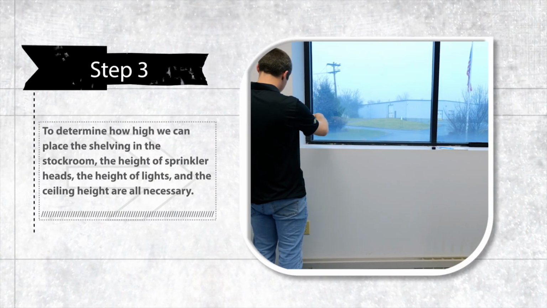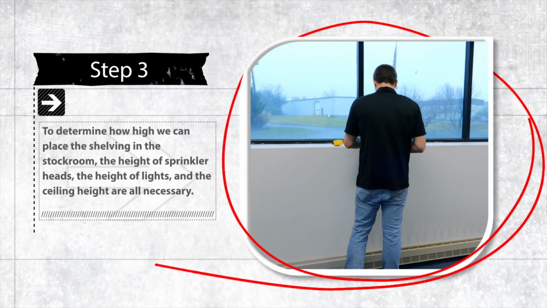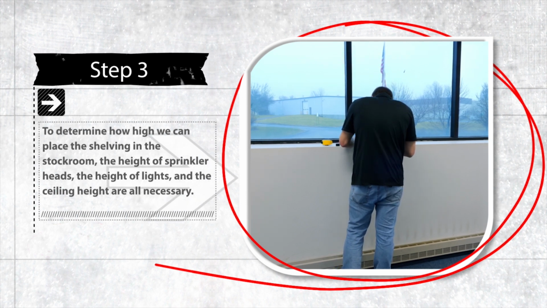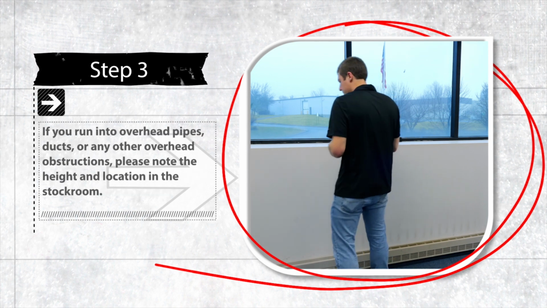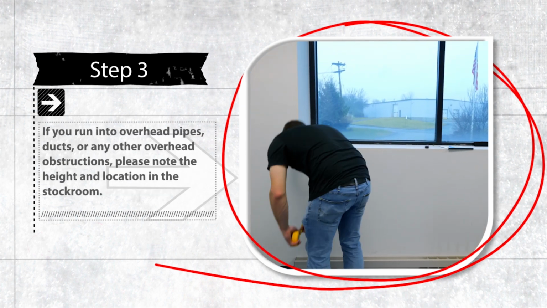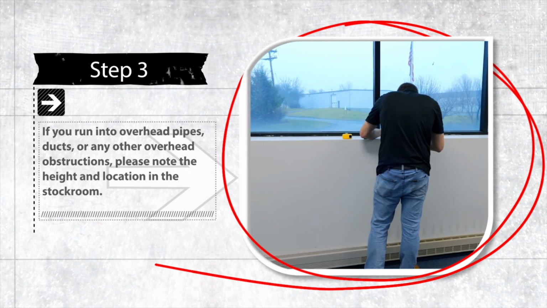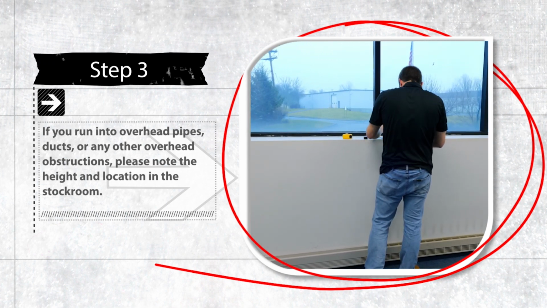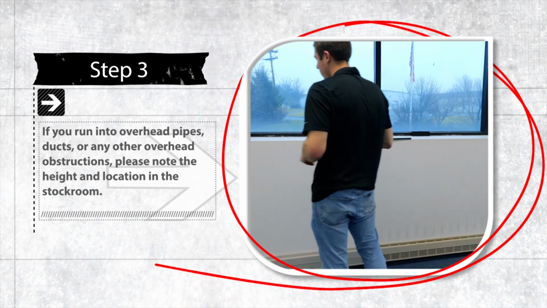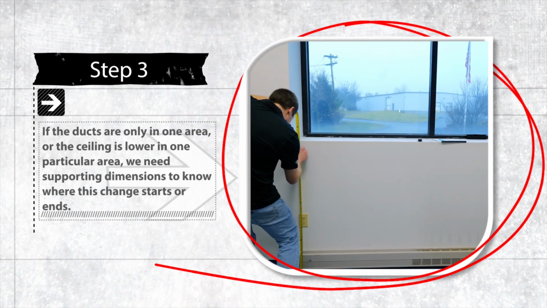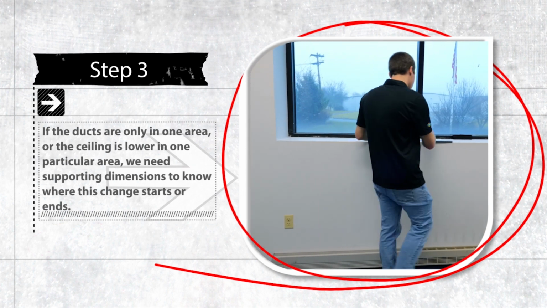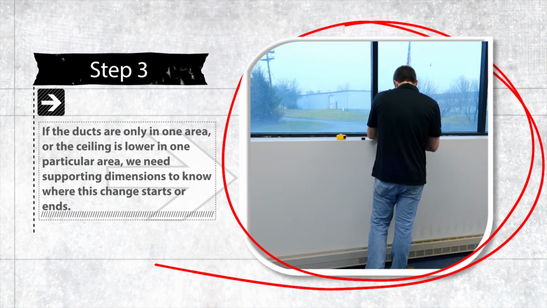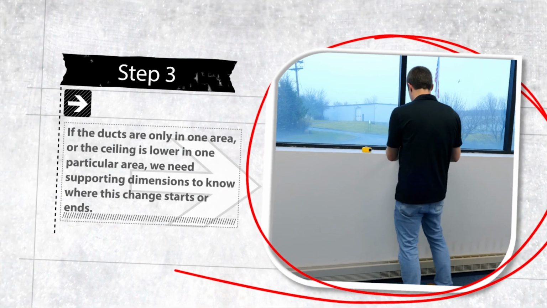To determine how high we can place the shelving in the stockroom, the height of sprinkler heads, the height of lights, and the ceiling height are all necessary. If you run into overhead pipes, ducts, or any other overhead obstructions, please notate the height and the location in the stockroom. If the ducts are only in one area or the ceiling is lower in one particular area, we need supporting dimensions to know where this change starts or ends.